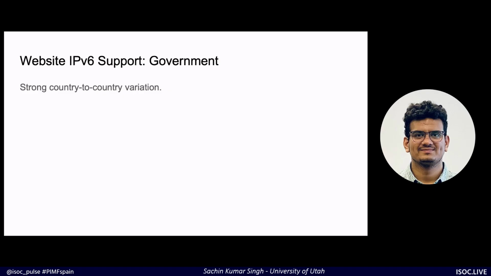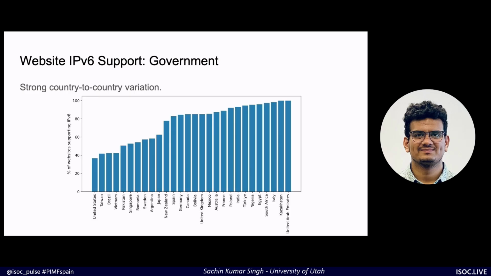We did the same for government websites. And in terms of government websites, we found strong country to country variation. This plot again shows the countries on the x axis and the percentage of websites supporting IPv6 on the y axis, and it's sorted from lower to higher. In this particular case, United States and Taiwan have the lowest adoption rate, which is around 35 to 40%.